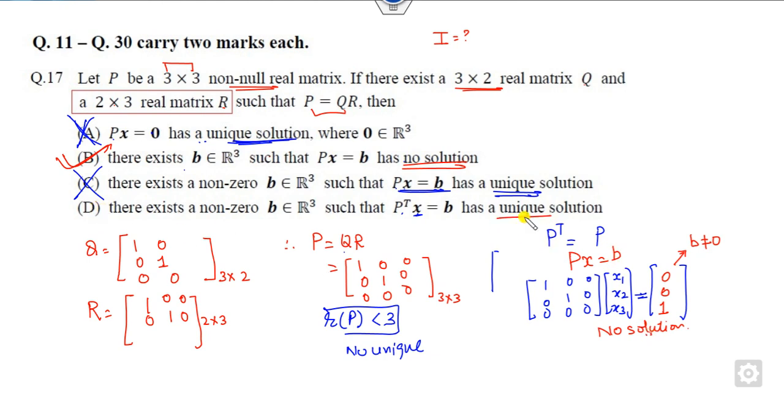Again, they are talking about the unique solution. But P transpose is nothing but P, so this part is nothing but Px is B. So based on this, the third option is also cancelled out. The only option is my B.